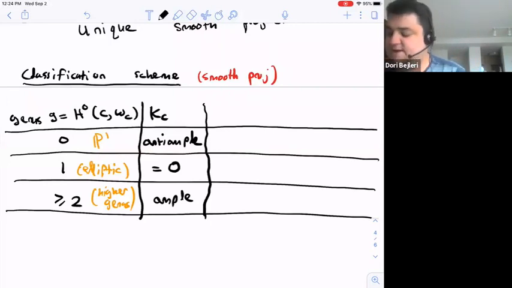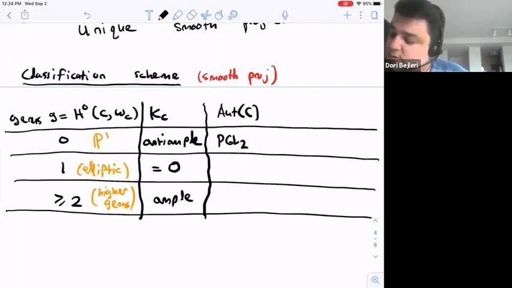And we can write down some of the properties that change depending on which case you're in. So we can ask, what are the automorphisms of C? Well, in this genus 0 case, in this anti-ample case, we get PGL2. In this genus 1 case, where K is trivial, we have an infinite automorphism group that's isomorphic to the curve itself, which happens to be a group, times a finite group. And in this higher genus case, when K is ample, we have a finite group of automorphisms.